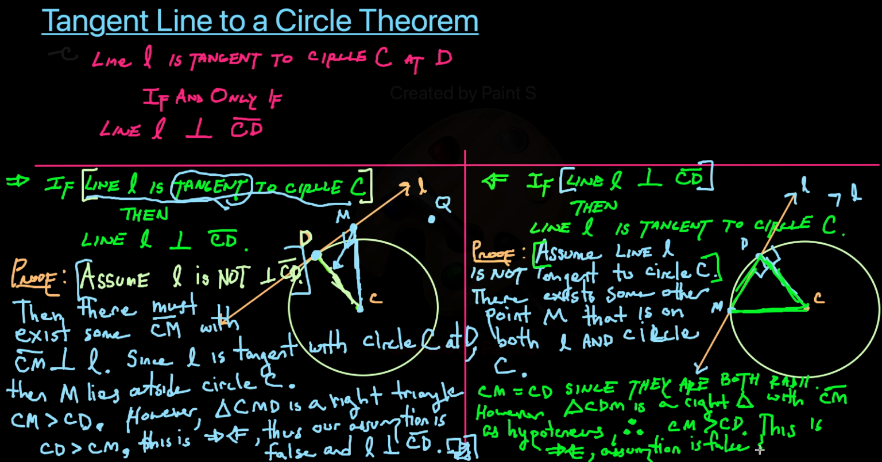And so L is tangent to circle C. Okay? To circle C. And you're done. That's it. And again, you can put the box; just know you've proven the theorem in both directions. Okay? And you're done at this point.